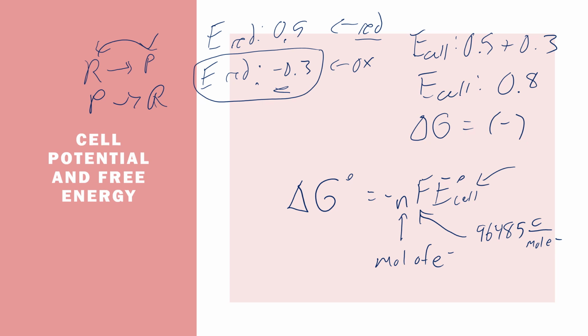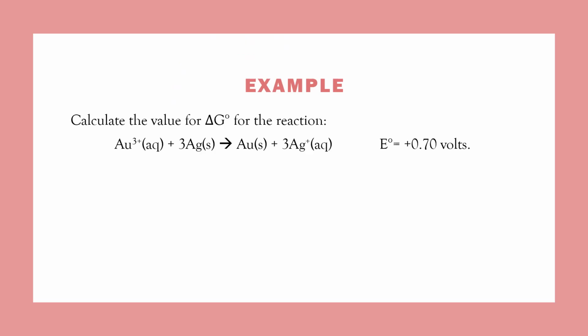So you can convert between cell potential and free energy using this equation, and notice that you have the negative sign here. So when you have a positive cell potential, you have a negative delta G. When you have a negative cell potential, you wind up with a positive delta G. Okay, so here's an example with gold and silver, and the overall cell potential for this whole reaction is 0.7 volts. If I want to calculate delta G, I can use the equation delta G equals negative nFE.